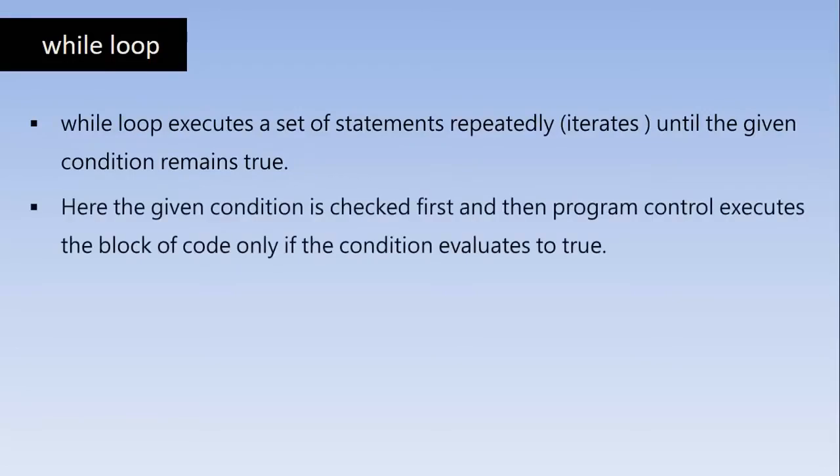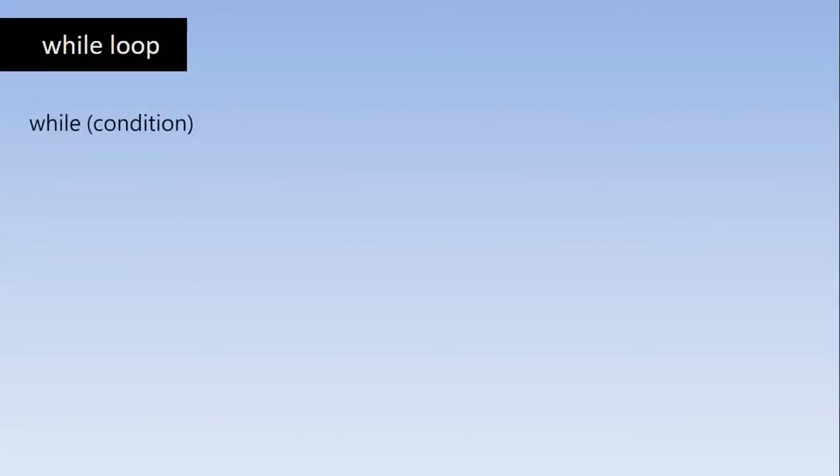Here the given condition is checked first, and then program control executes the block of code only if the condition evaluates to true. Right? So first we have the word while, which is the keyword used for looping, followed by the condition inside the parentheses. So it looks similar to an if condition. First we write if and the condition, so same here, while and the condition inside the brackets. Followed by a pair of braces where you have one or more executable statements.